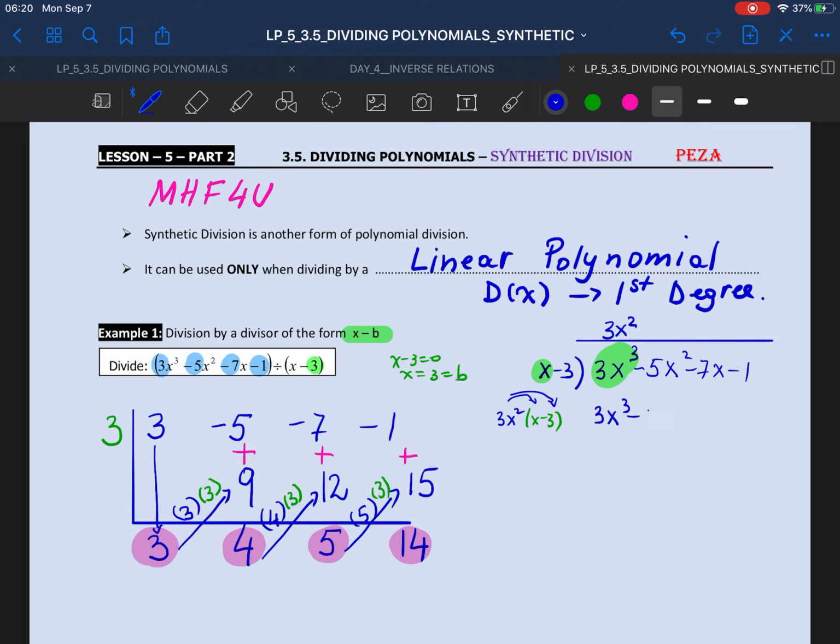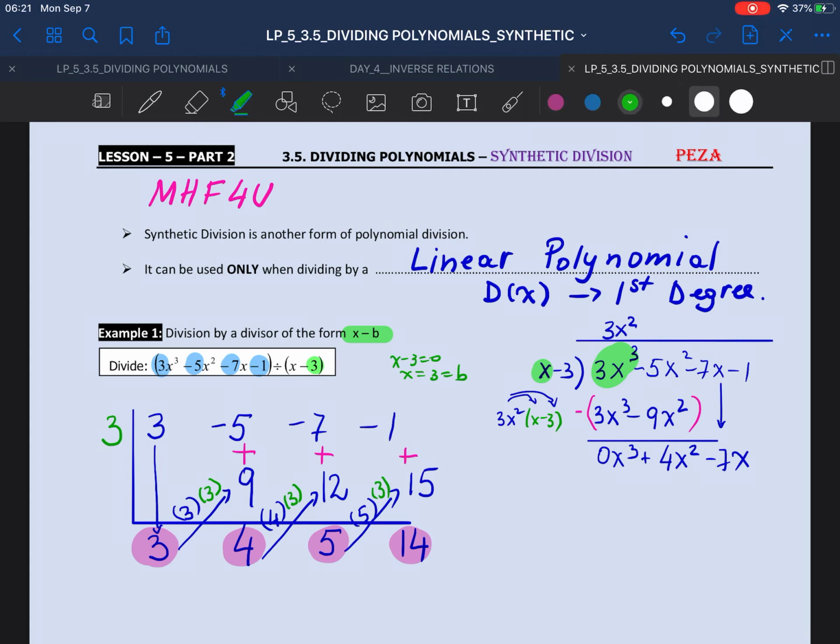Sorry, 3x cubed minus 9x squared. And then draw the line. I'll make the line super straight, because my iPad can do it. And I will subtract what we got here. 3x squared minus 3x cubed minus 3x cubed, that's 0x cubed, negative 5x squared minus negative 9x squared, that's positive 4x squared. We'll bring the next term, negative 7x, down.